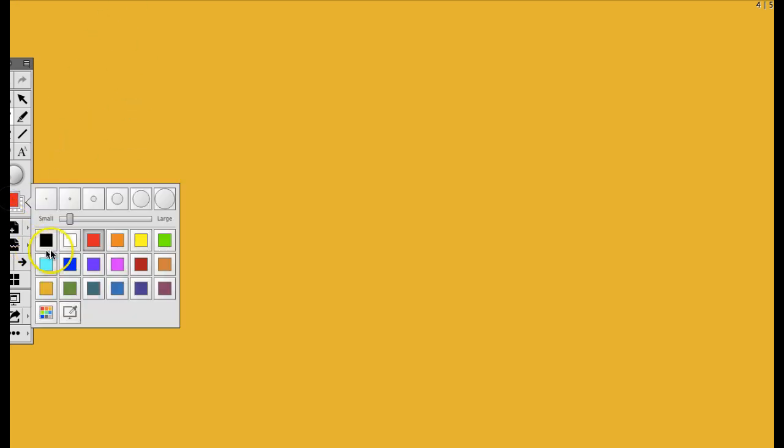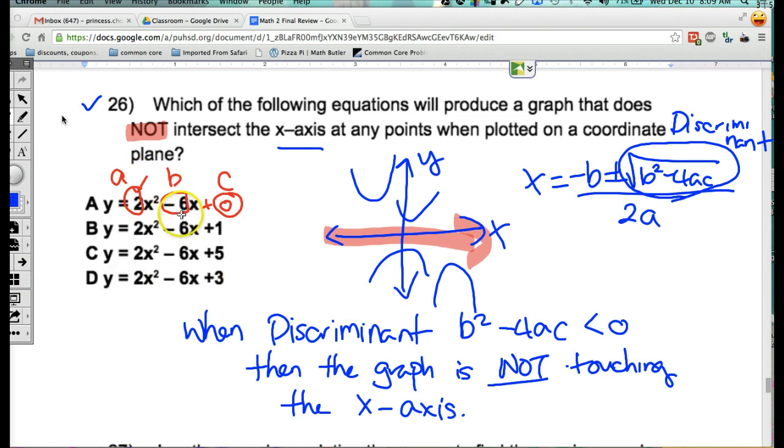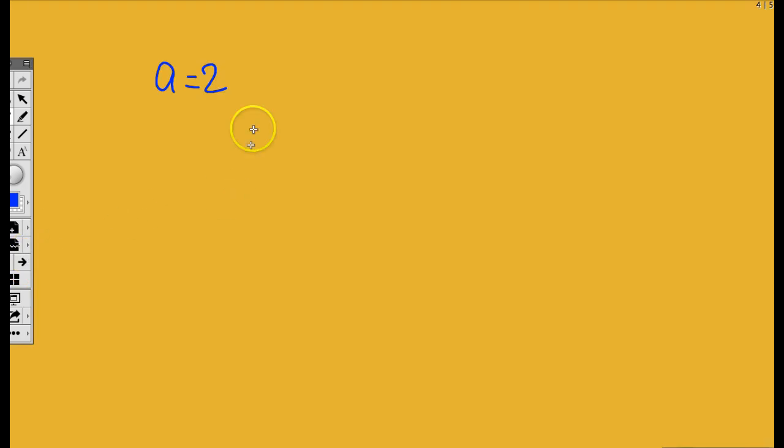So there you go, just like we talked about. A was 2, okay? And then let's go back because I already forgot. B was what? Negative 6. B was negative 6, and C was 0. But that was for option A. For option B, C, and D, A and B was the same, but C turned into 1, and then 5, and then 3. Okay, so what are we trying to do?